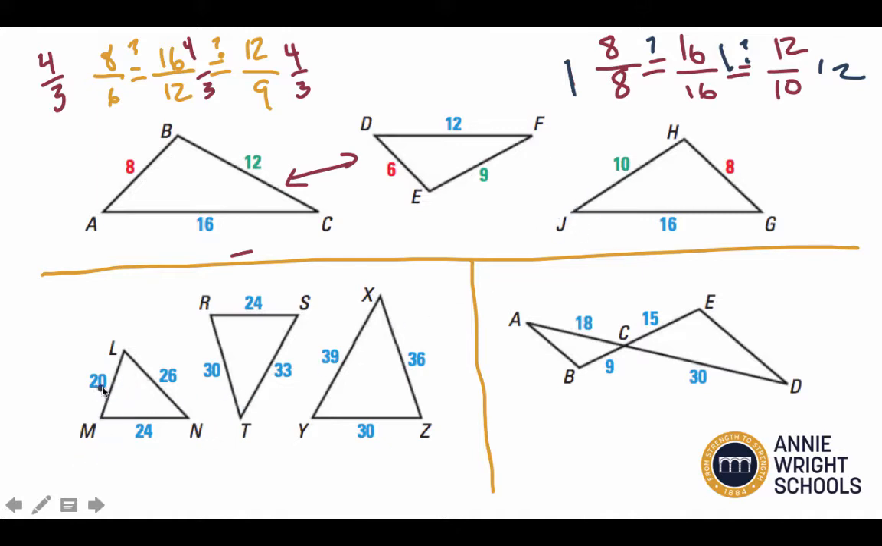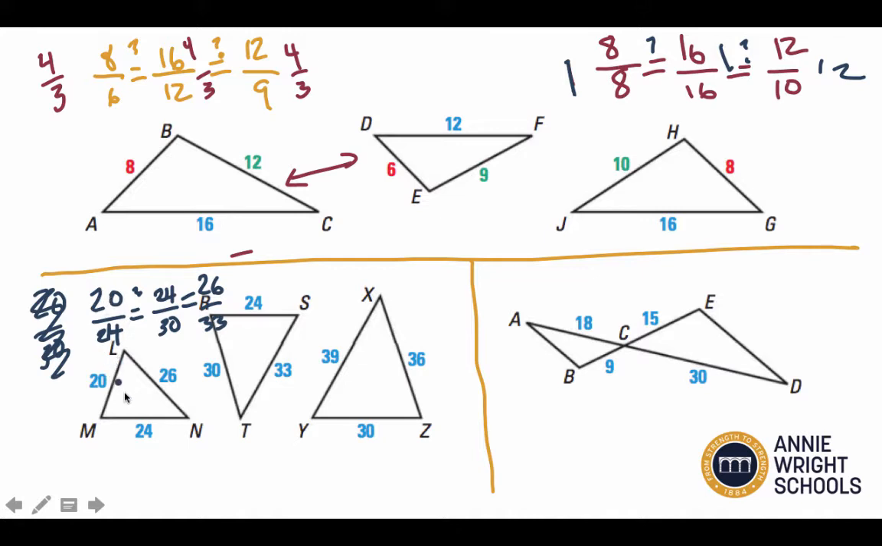Are they similar? So you do the same thing. 20 to 30, that's 2 to 3, is 24. Or sorry, I did this wrong. I make mistakes. Is smallest side 20 to smallest side 24. Is that the same ratio as middle side 24 to middle side 30? And is that the same ratio as largest side 26 to largest side 33?